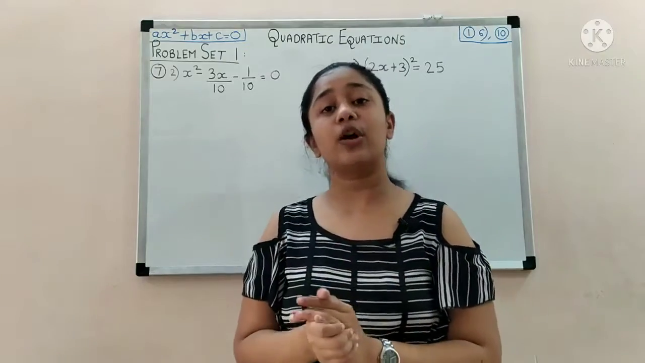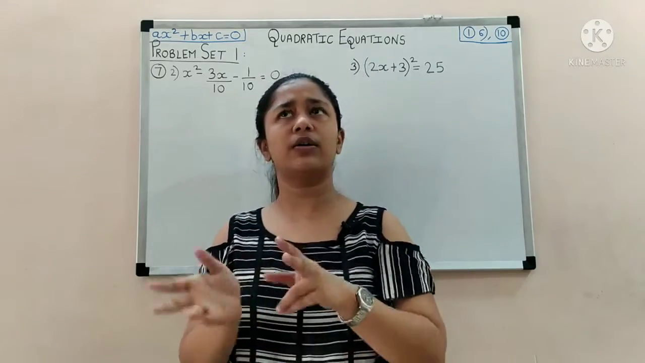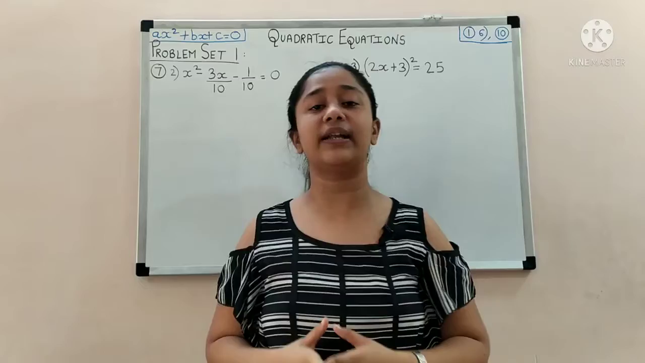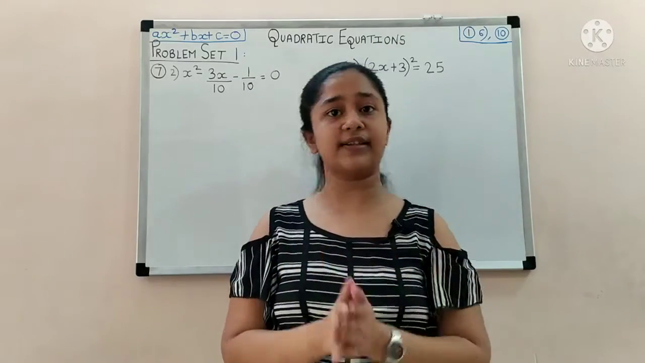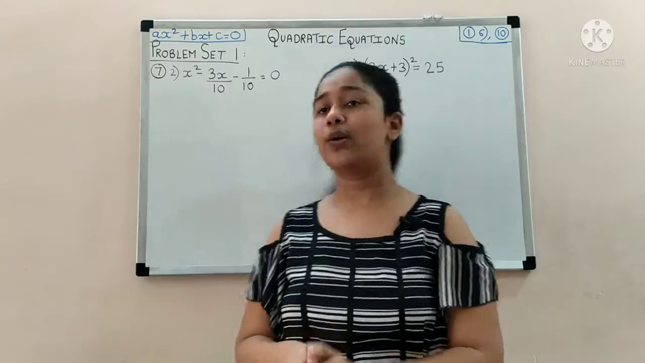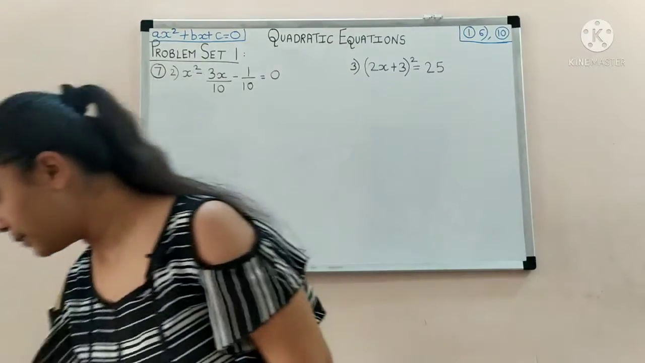And one more thing, the second method that we learned, the completing the square method, is deleted from your syllabus. So you can solve by factorization or the formula method. Okay, so now let us start with this sum.